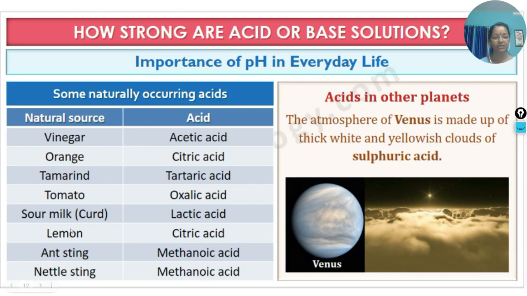Then it is showing some naturally occurring acids. These are acidic substances which are naturally occurring, and it is showing the acids present in the substances: vinegar, acetic acid; orange, citric acid; tamarind, tartaric acid; tomato, oxalic acid; curd, lactic acid; lemon, citric acid; and nettle sting, methanoic acid or formic acid. And there is additional information given: the atmosphere of Venus is made up of thick white and yellowish clouds of sulfuric acid.